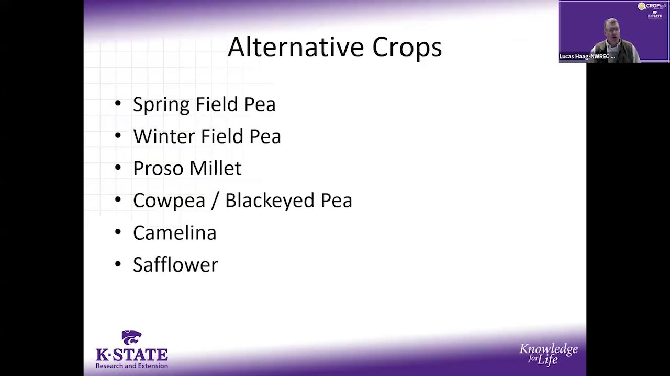Real briefly, alternative crops and things we're getting lots of questions on. We've done work in the past with spring field pea. We may revisit that. Winter field pea continues to be something we work on. We've done some work with millet. Camelina, we've got some work on that in Kansas. Augustina Borat Hayes is really our camelina expert.